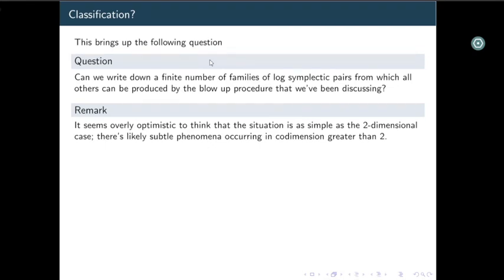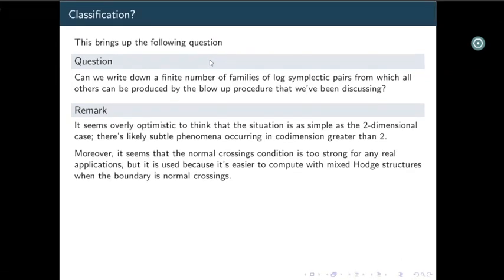In dimension 2, this is what works. In higher dimensions, there are of course subtle things that can happen in higher codimension, which means that this is probably not the right thing to think about. But as a course tool for constructing these things and for producing more examples, this is an interesting idea. Another thing that I should remark is that the normal crossings condition is generally probably too strong for any real applications, but it's really nice when you start to compute with mixed Hodge structures. Okay, so this finishes what I wanted to say about the geometry of these things.